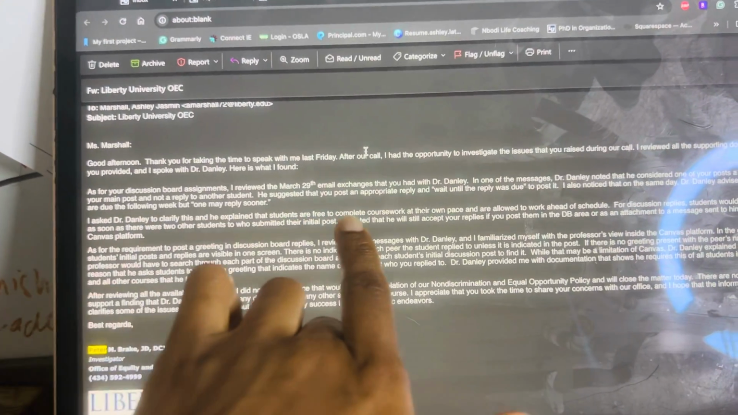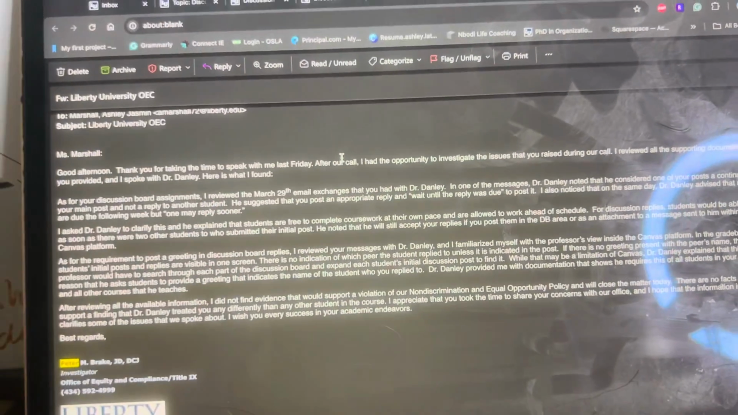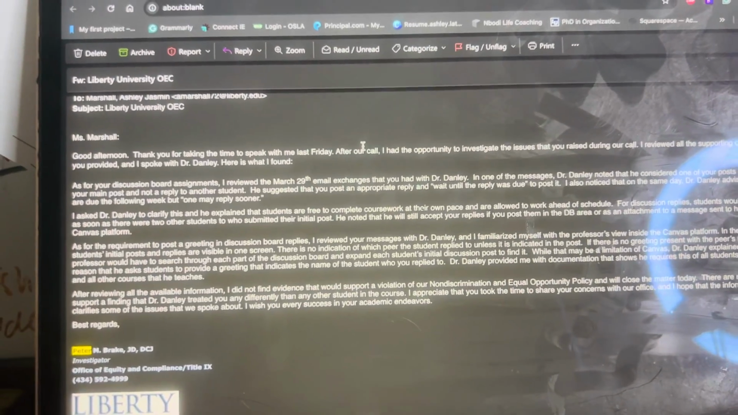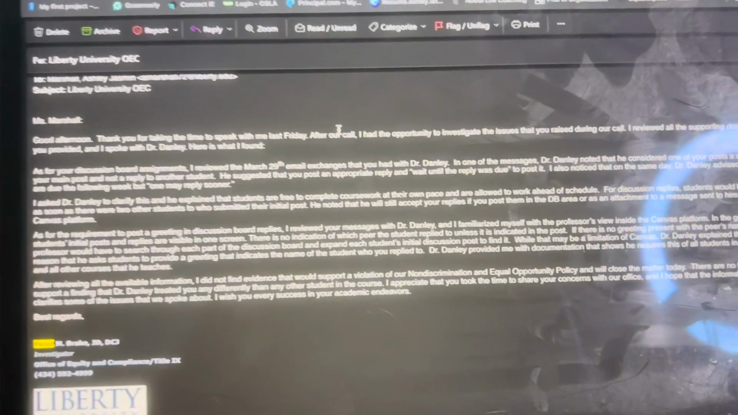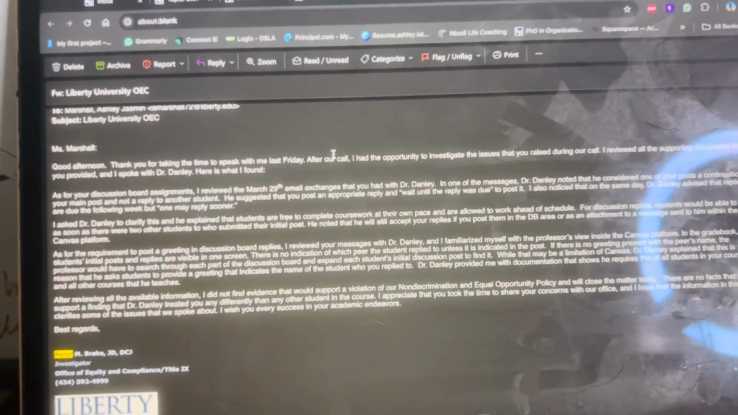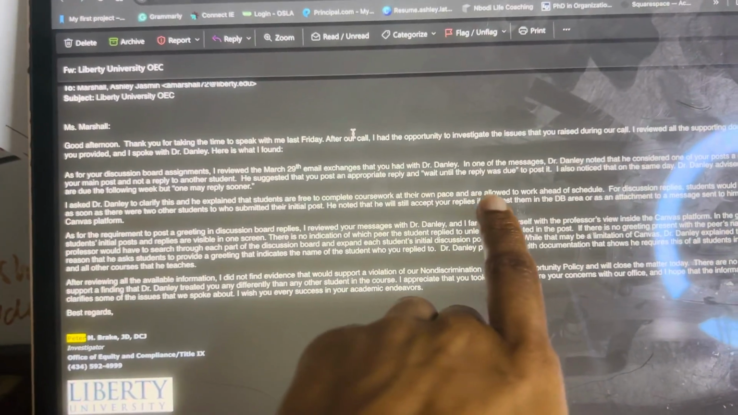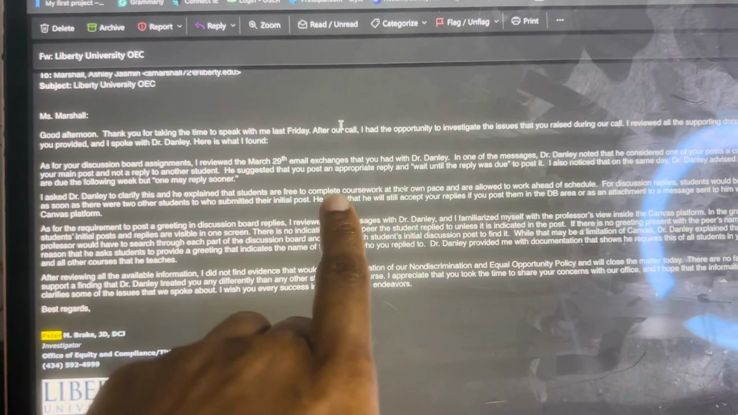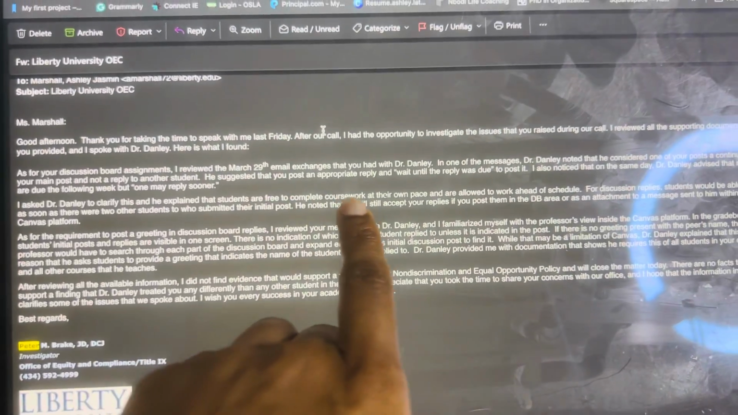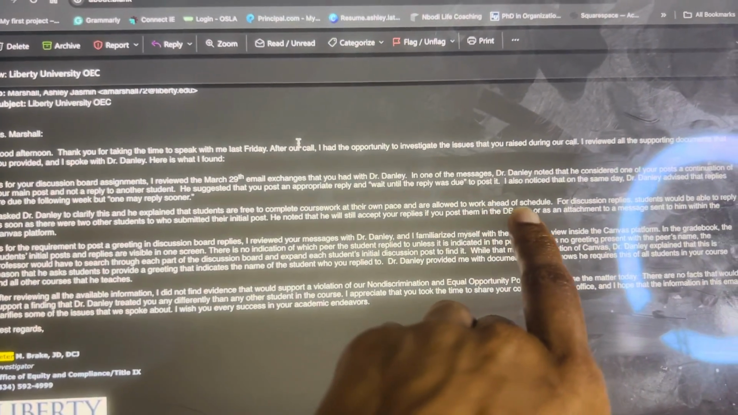Daly to clarify this and explain to students are free. And so again, he asked for clarification, but it doesn't matter because he singled me out, telling me that I need to submit. And I'm going to show you guys the evidence, right? They're able to work at their own pace, but they're allowed to, he says they're able to complete, students are free to complete coursework at their own pace and are allowed to work ahead of schedule.